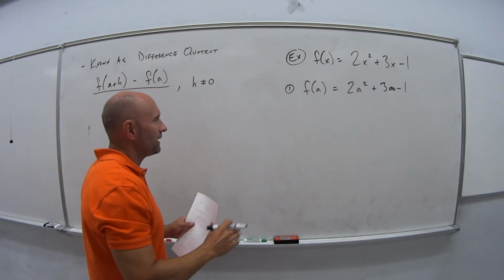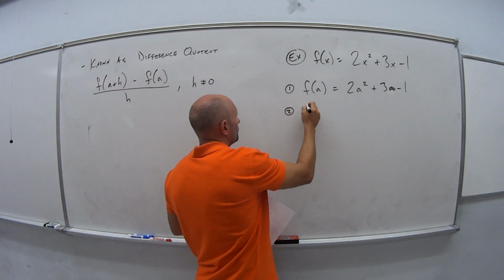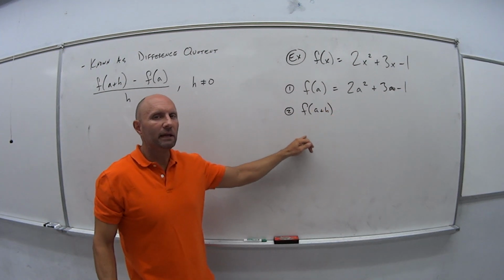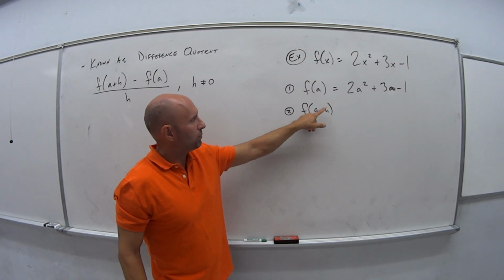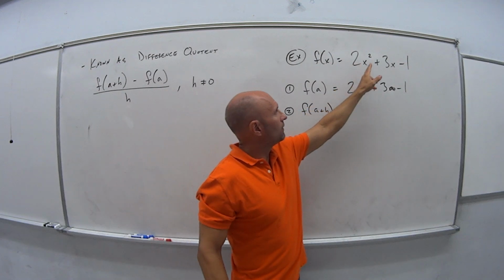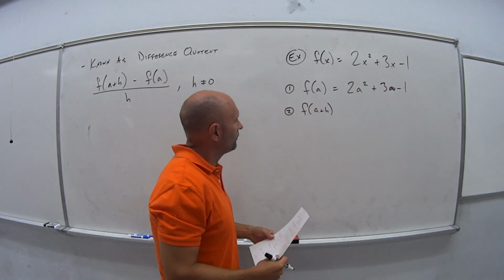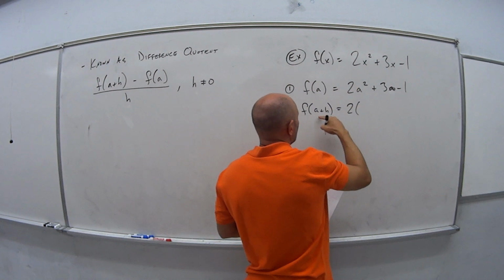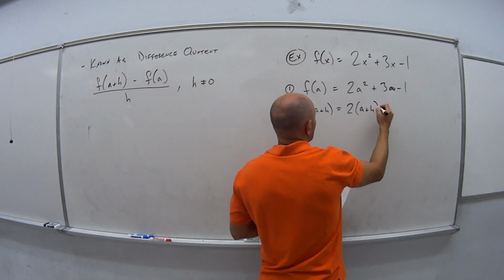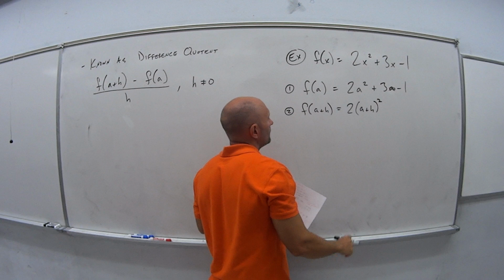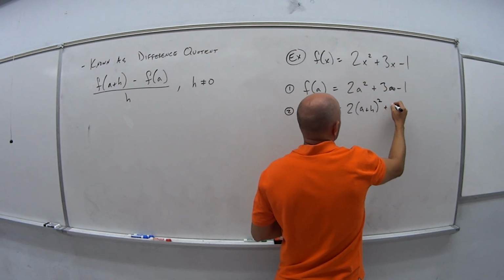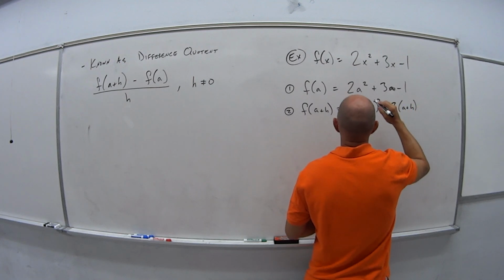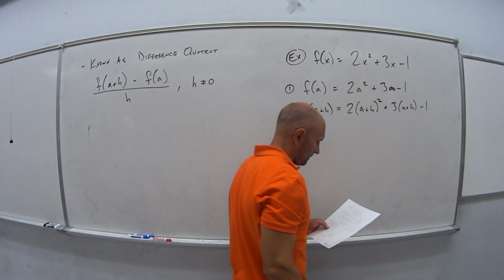F of a plus h gets a little more tricky, a little more difficult for people. But what does this mean? It means we plug in a plus h anywhere that we have an x, and then we'll simplify it. So that becomes 2 times a plus h, squared, plus 3 times a plus h, minus 1.